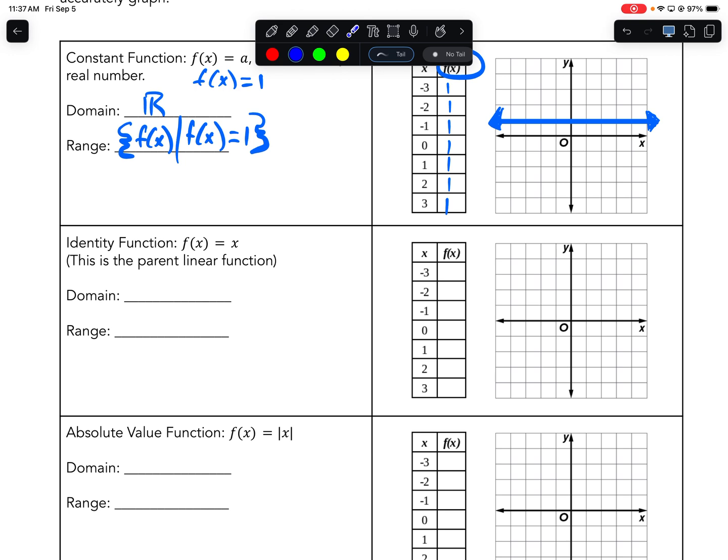Okay? That's a constant function, by the way. I forgot to emphasize that. Constant function. That just means it always equals a number. Like y equals 2 is a constant function.